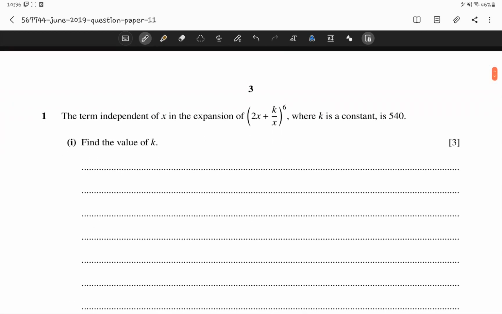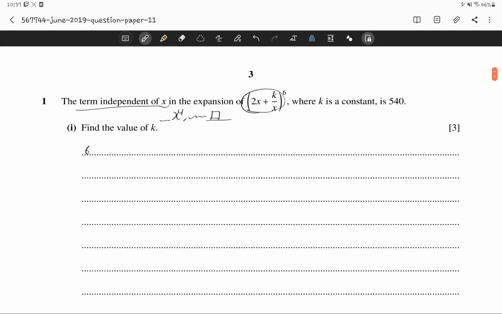First question. Okay, now I personally have never learned math in English, so I don't know what the words mean. Okay, so bear with me. Okay, so the term independent of x in the expansion of this, where k is a constant, is 540. Okay, so I'm guessing this means when you expand this one, there are things which are multiplied with x to the power of 4 and other powers, and you're asking me what doesn't have an x, right?